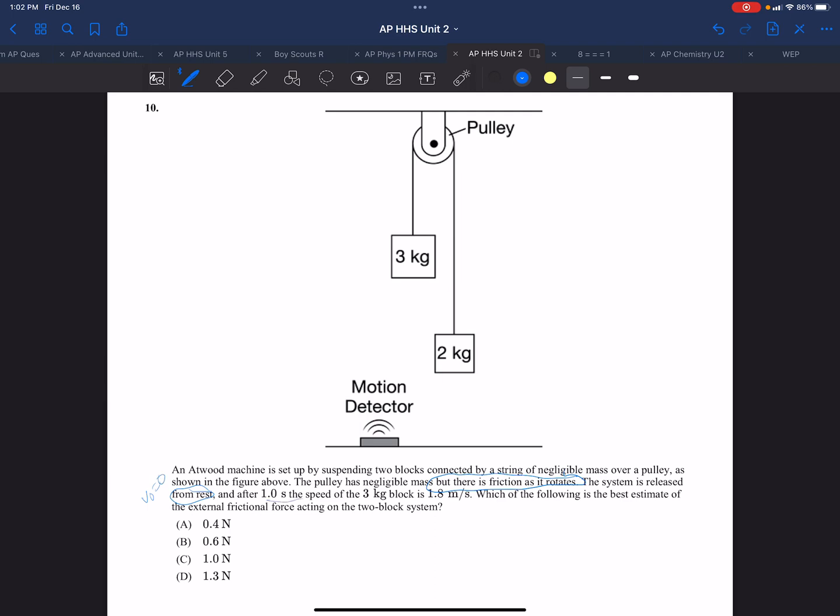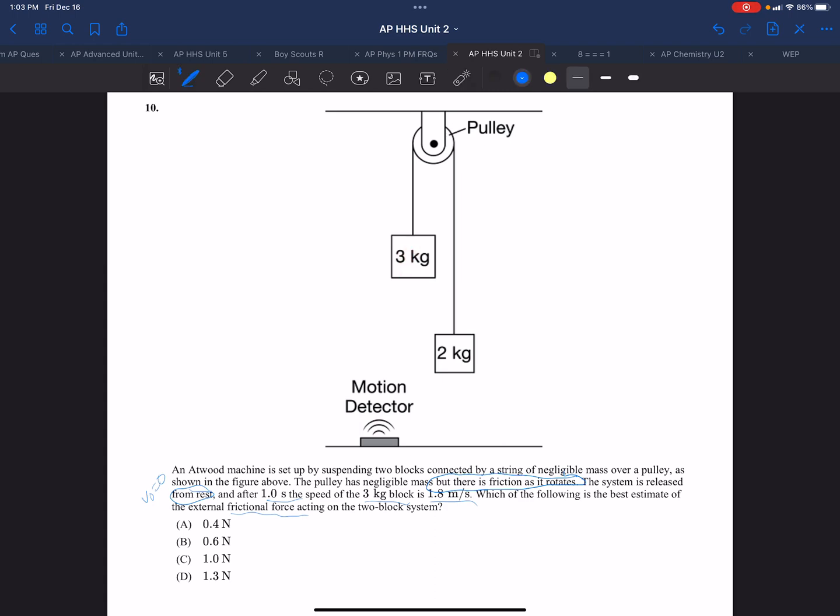And after 1 second, the speed of the 3 kilogram block is 1.8 meters per second, which is the best estimate of the frictional force. So once this thing is released, we expect that this 3 kilogram mass will have a greater influence than the 2 kilogram mass, so it will accelerate in this direction. If there is friction, it will not accelerate as quickly as it would. And because this system is tied together and the string is not stretching, the speed of the 2 kilogram mass will be the same as the speed of the 3 kilogram mass.